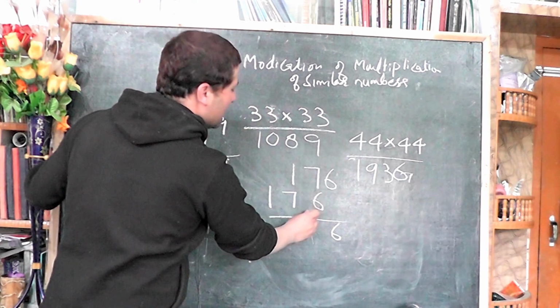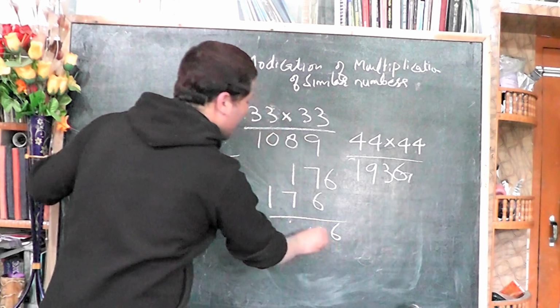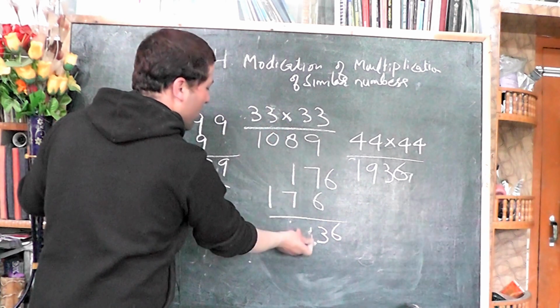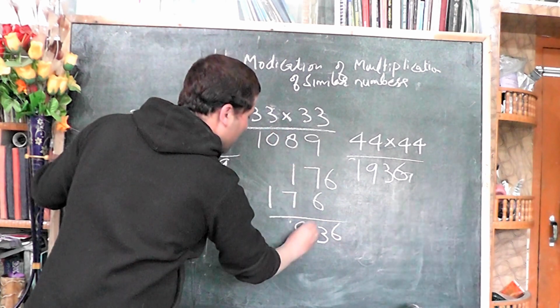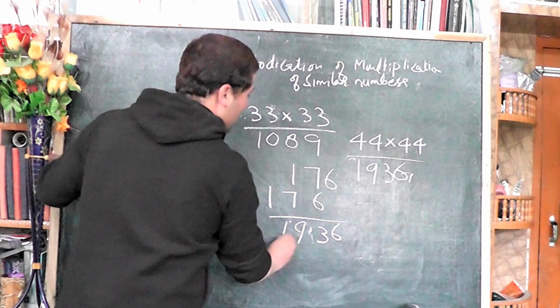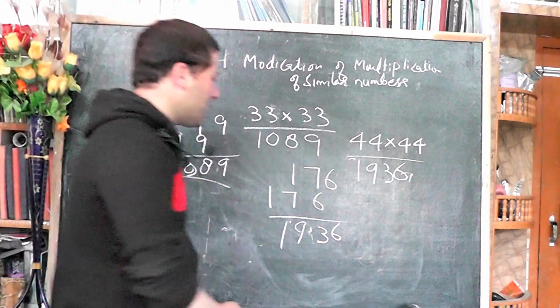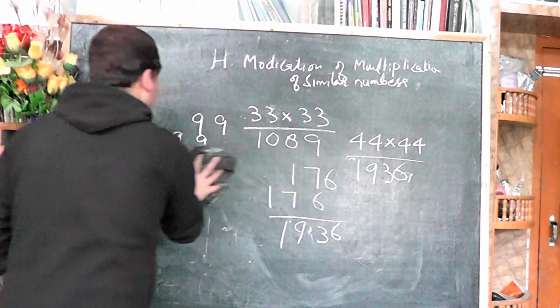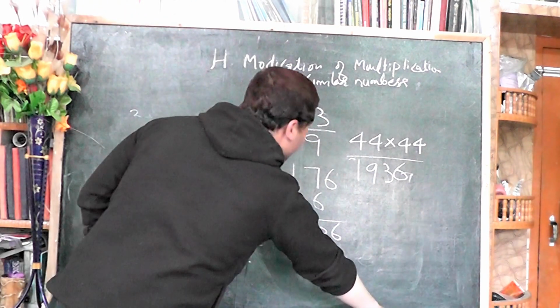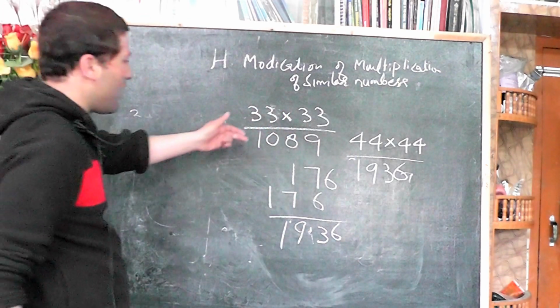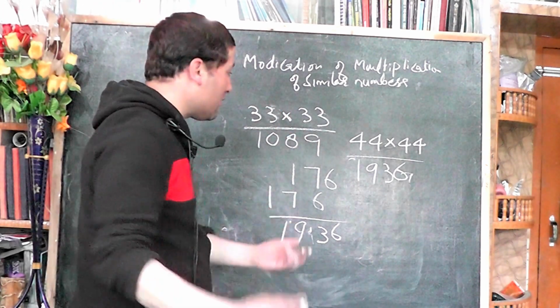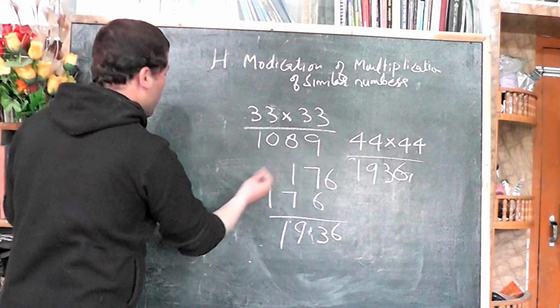6 plus 7 is 13. 3, 1 is carried. 7 plus 1 is 8. Then 1 was carried, 8 plus 1 is 9. Then 1 is here. That means 1, 9, 3, 6, 1, 9, 3, 6. Let's do one more example. What we call it is the modification. This is a similar way, but we have to omit certain steps in order to make it very short.